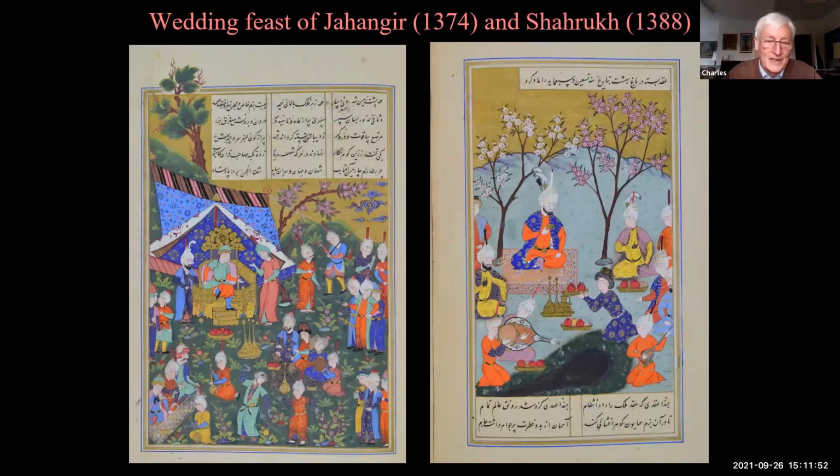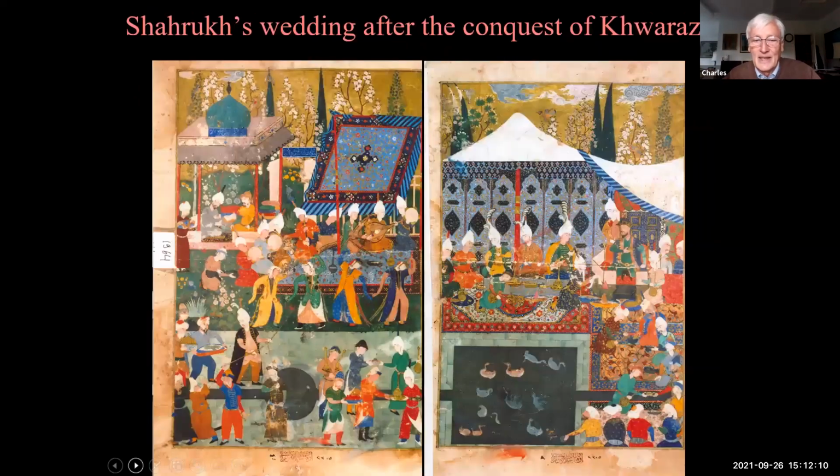of things the artist would be familiar with and would see at court, which wouldn't necessarily be the sort of things that were actually there at the time. I think the one on the left is Jahangir, and I think this is Shahrukh's wedding after a victory in Khwarezm. And this is another picture of that, a double page illustration.